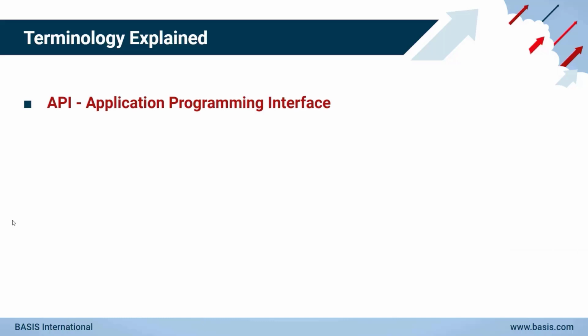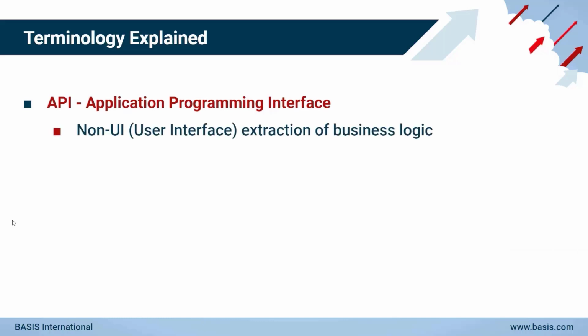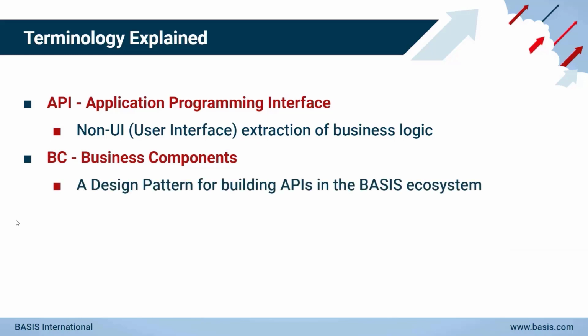An API stands for Application Programming Interface, and it's a concept to encapsulate non-UI business logic for the usage not only in a UI but by many other consumers. Business components is a term coined by Basis, and it's a pattern to implement APIs for the Basis ecosystem.